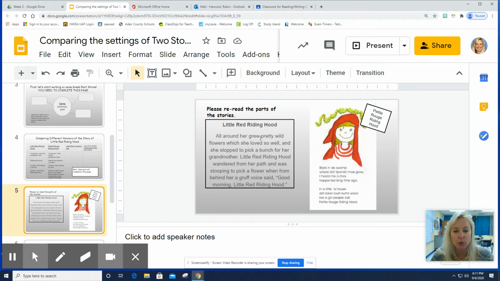All around her grew pretty wild flowers, which she loved so well, and she stopped to pick a bunch for her grandmother.